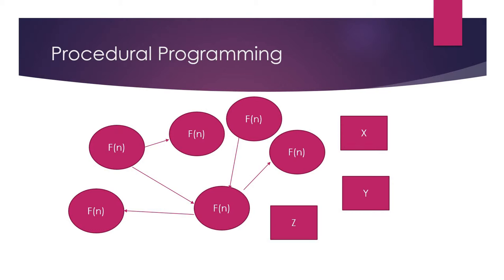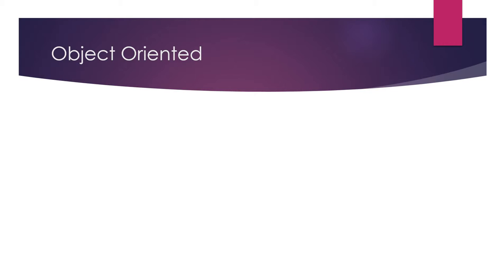So changing even a very small part of the program would involve changing almost all the other functions which are dependent on that specific change. So that's the reason this kind of programming paradigm is slowly becoming obsolete. To replace this paradigm, we now have object-oriented programming.